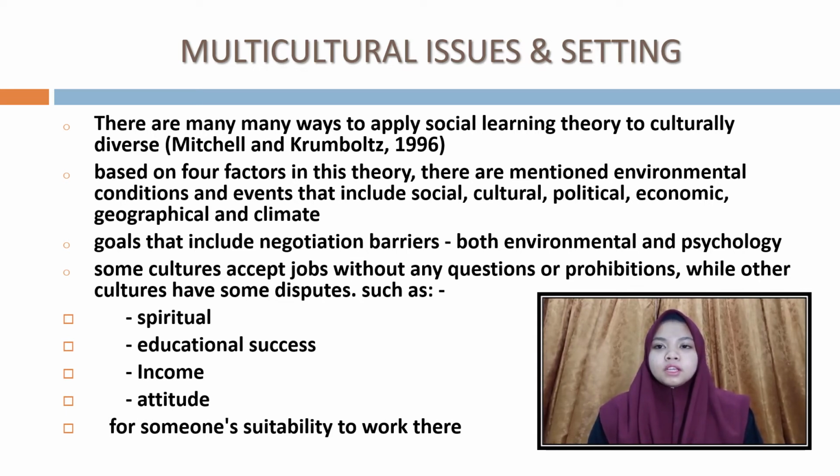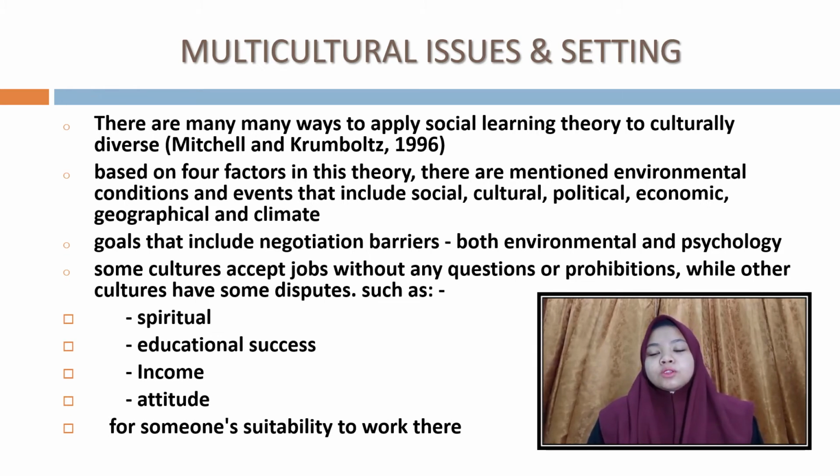Now it's about multicultural issues and setting. Okay, first, based on Mitchell and Krumboltz, there are several ways to apply social learning theory in culturally diverse settings. Based on the four factors in this theory, there are environmental conditions and events, which include social, cultural, political, economic, geographical and climate. Okay, and now it's about culture.